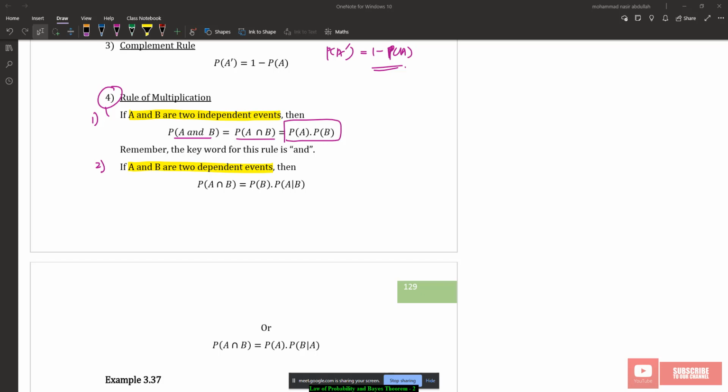For a dependent event, we want to find the probability of A when B has already occurred. Let's say I go to a restaurant that has newly opened in town. I go and eat there. This restaurant has very nice food. So I go back home and tell Ali, for example.